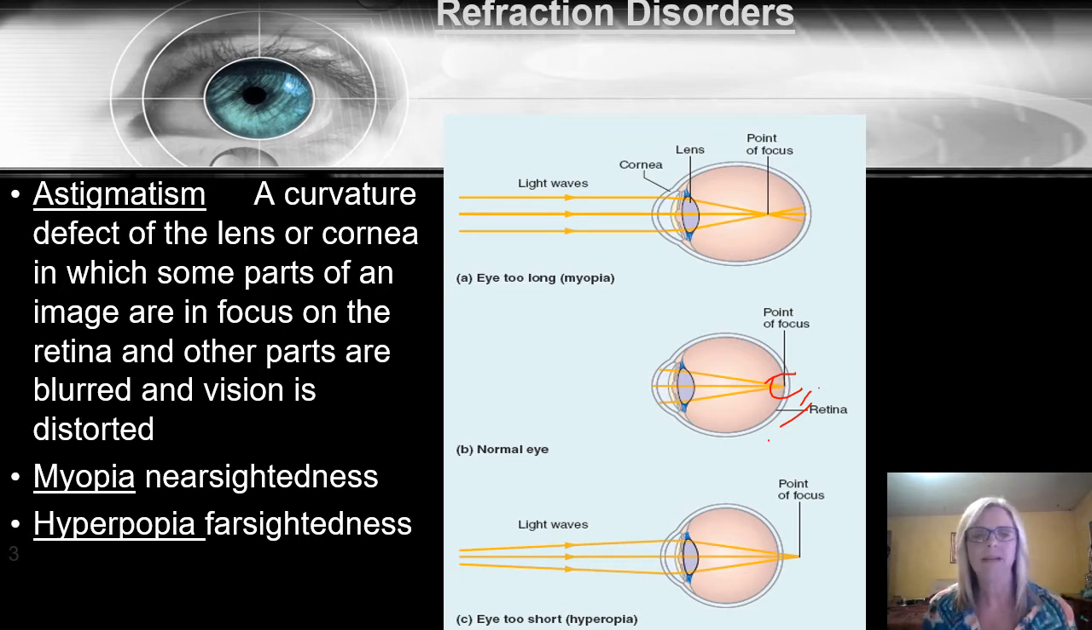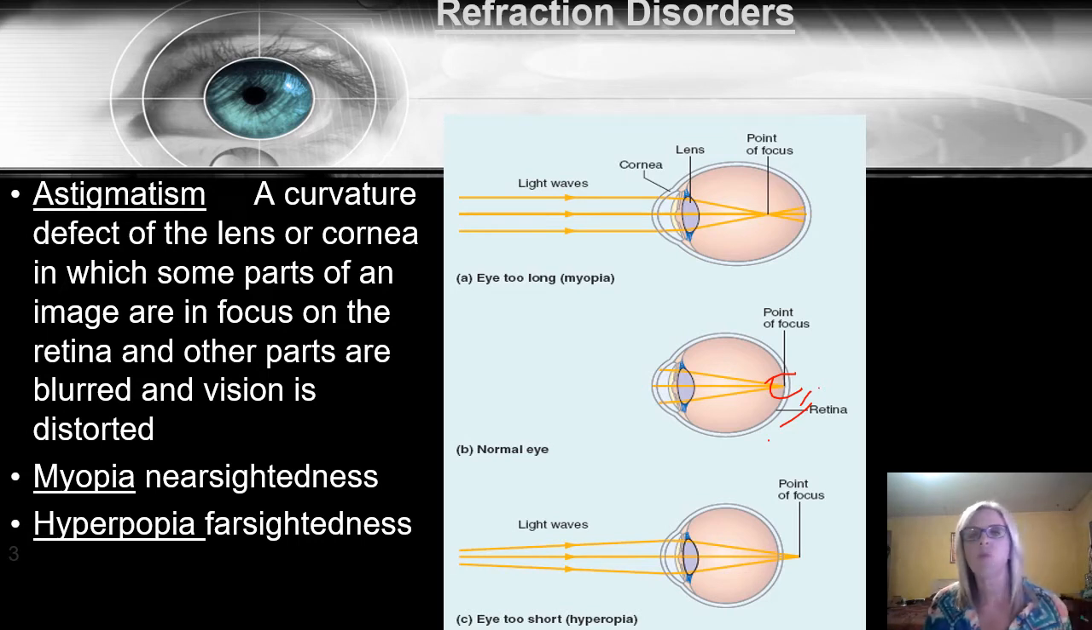So in astigmatism, a curvature or some other defect in the lens or cornea can cause some parts of an image to be in focus and some parts to not be in focus, and this can cause blurry or distorted vision.